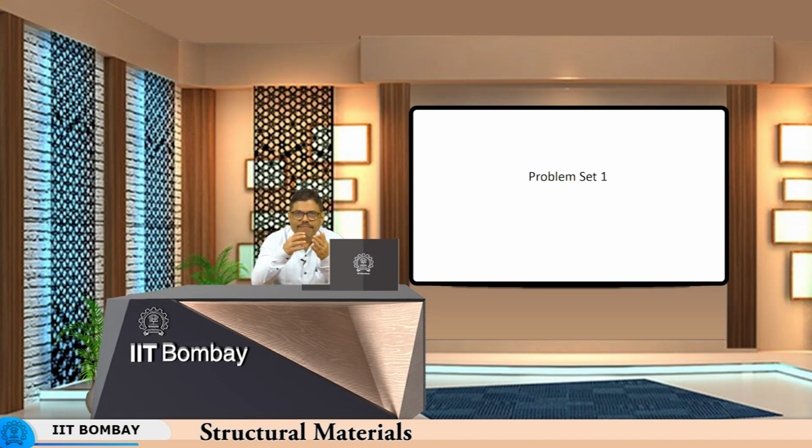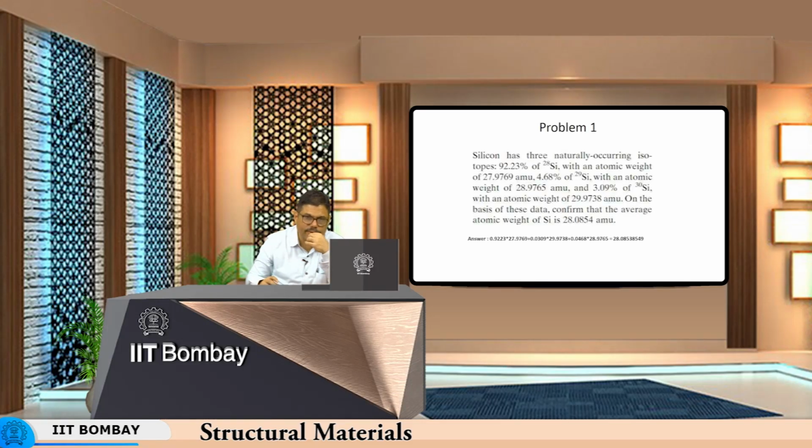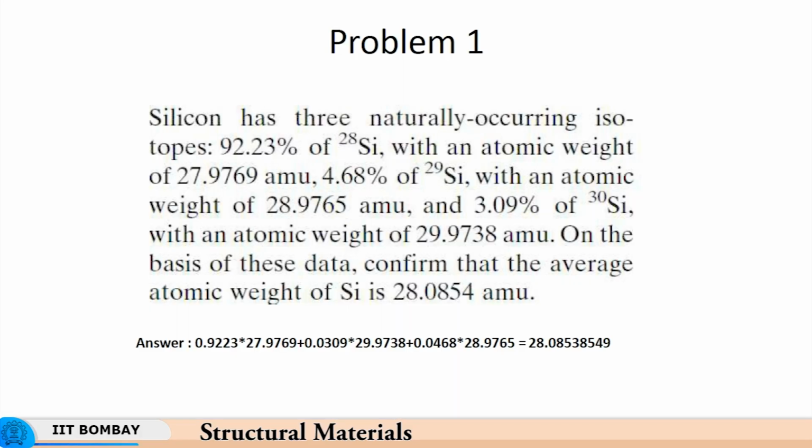But since we have been discussing metals for such a long time, we can solve a few problems. So, we have problem set 1, where the first problem is about silicon having 3 naturally occurring isotopes with different atomic weights as shown over here. On the basis of this data, confirm that the average atomic weight of silicon is so much. So, we need to check whether you get this as the average atomic weight.